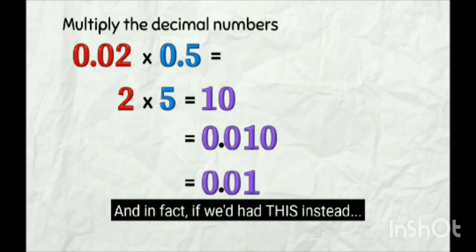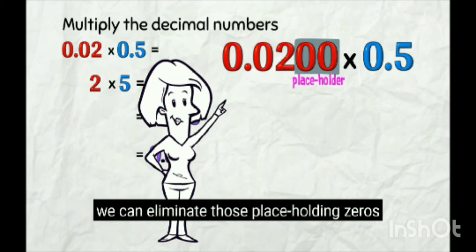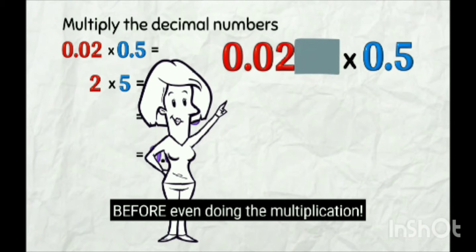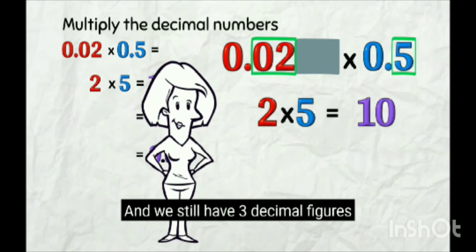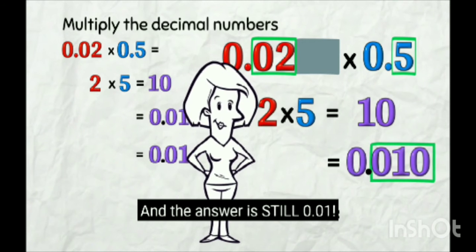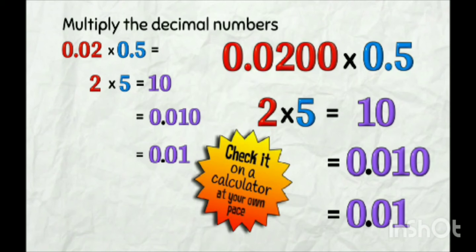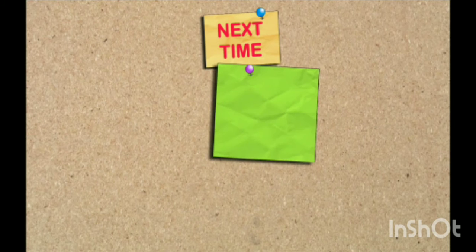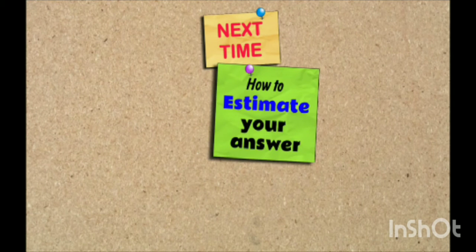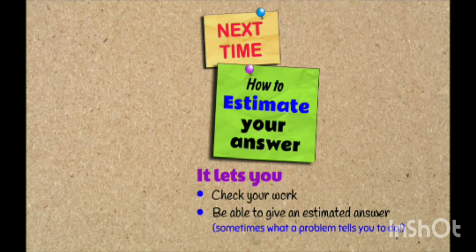And in fact, if we'd had this instead, we can eliminate those place-holding zeros before even doing the multiplication. So we're still thinking about 2 times 5, and we still have 3 decimal figures, and the answer is still 0.01. You can check this out on your calculator at your own pace. I think you'll have fun with it. It's strong stuff. Next time, I'll show you how to estimate your answer. This is cool because it lets you check your work and be able to give an estimated answer, because that's sometimes what a problem tells you to do.